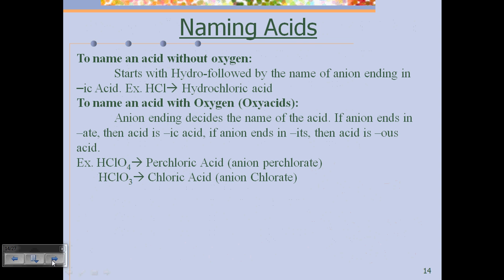Now moving on to naming acids. There are 2 types of acids. The acids that do not contain oxygen, these acids are simply named starting with hydro and ending in ic acid.